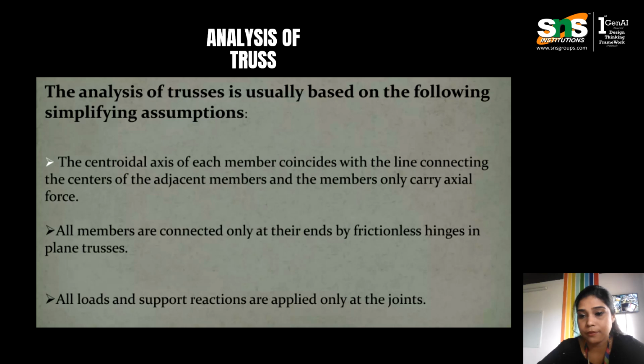And the next very important assumption is all members are connected only at their ends, mainly by frictionless hinges in plane trusses. That is another very important assumption. Why we are using these assumptions is to simplify the analysis of the truss. And all loads and support reactions are applied only at the joints. So whatever the loads and the support reactions, they act only at the joints, not in the intermediate portion of any member.